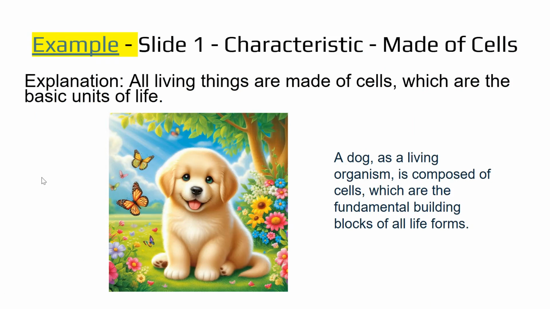Here's an example. Slide 1, characteristic: made of cells. Explanation: all living things are made of cells, which are the basic units of life. Students not only had to insert a picture that represents each characteristic, but they also have to give a brief description explaining how their picture is related to each of the characteristics. For example, this student said, a dog as a living organism is composed of cells, which are the fundamental building blocks of all life forms.